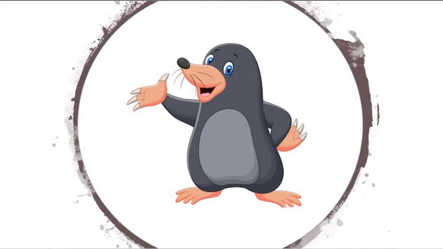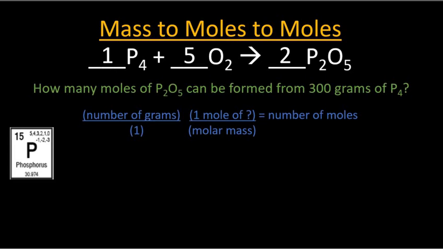Now what we're going to do next is really just a blending of two of these. So don't panic, you know the steps already. We are now going to go from mass to moles of one substance to moles of another substance. So we have the same equation right here, and the question says: how many moles of P2O5 can be formed from 300 grams of P4?